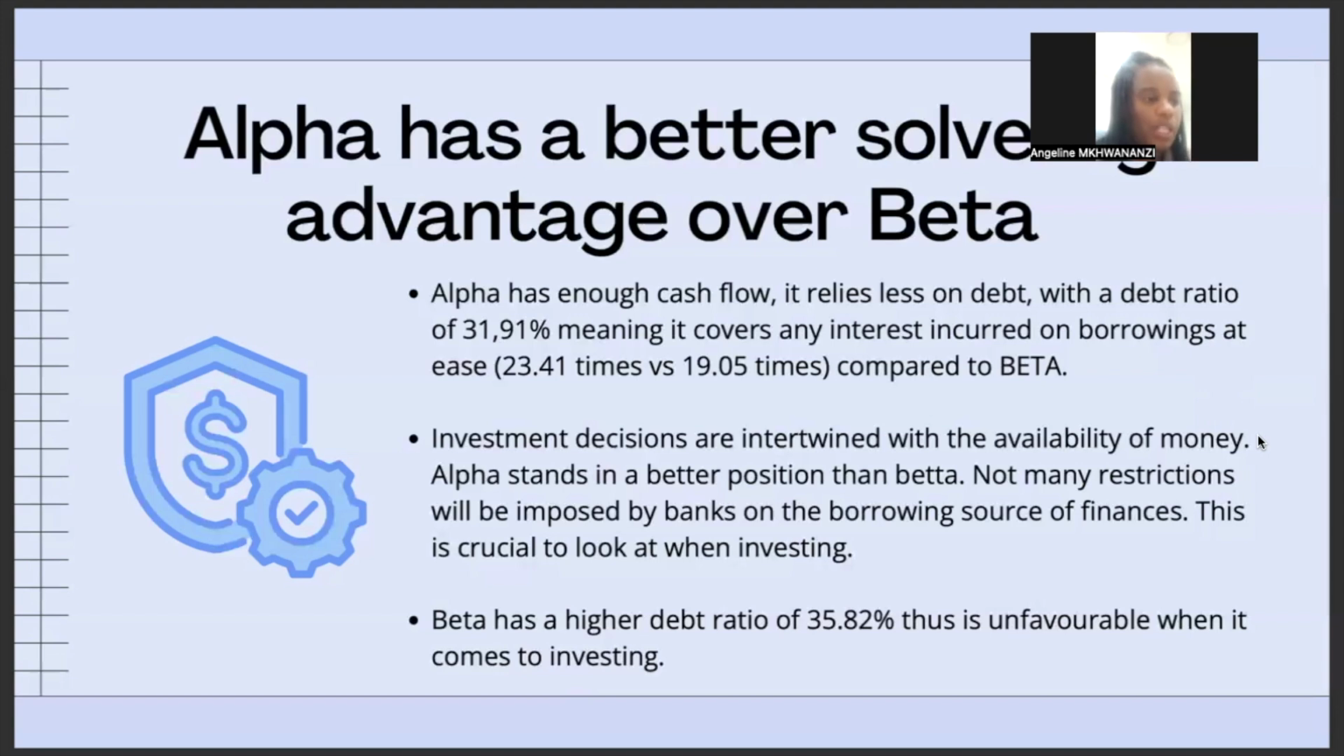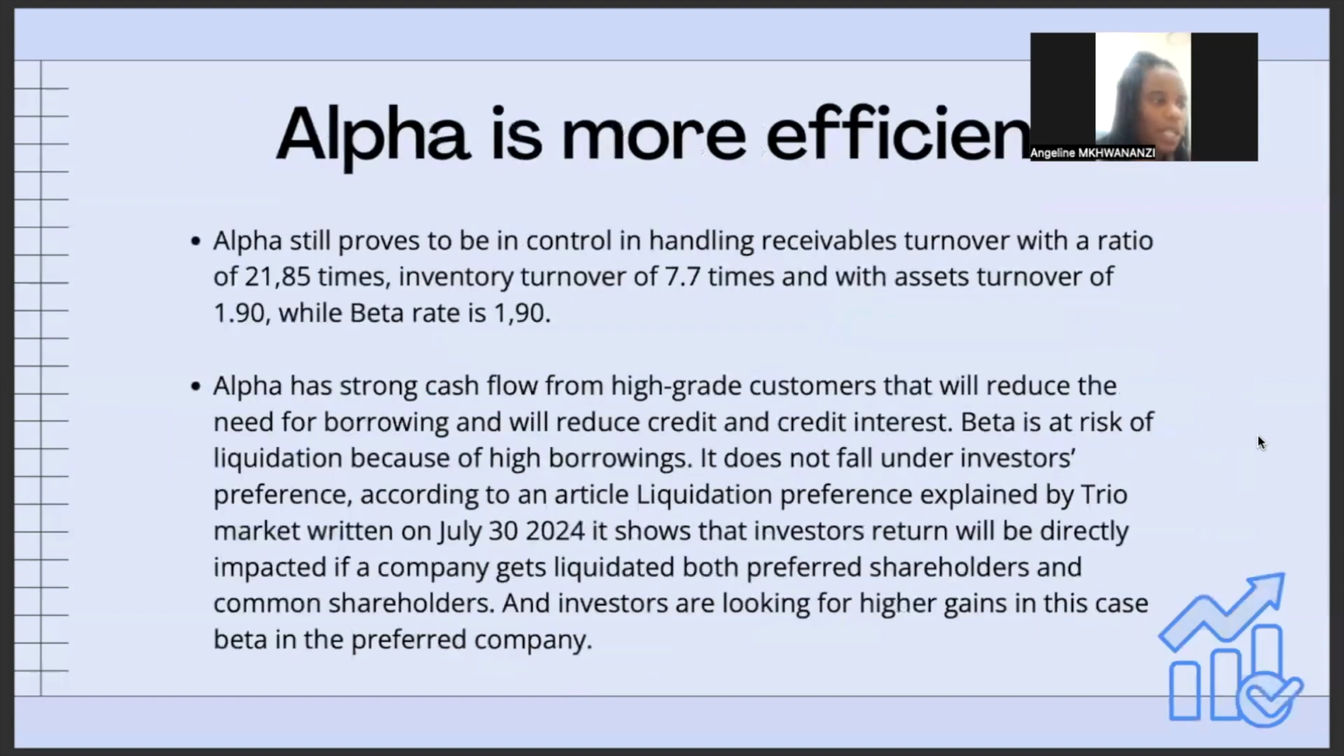When you go to the efficiency on the next slide, Alpha still proves to be in control in handling receivables turnovers with a ratio of 21.85 times of the inventory turnover, but Beta has only 7.7, which shows that it is less efficient, or just too slow in selling their stocks or their products. So Alpha has a very strong cash flow from high grade customers that will reduce the need for borrowings, and it will reduce credit interest.